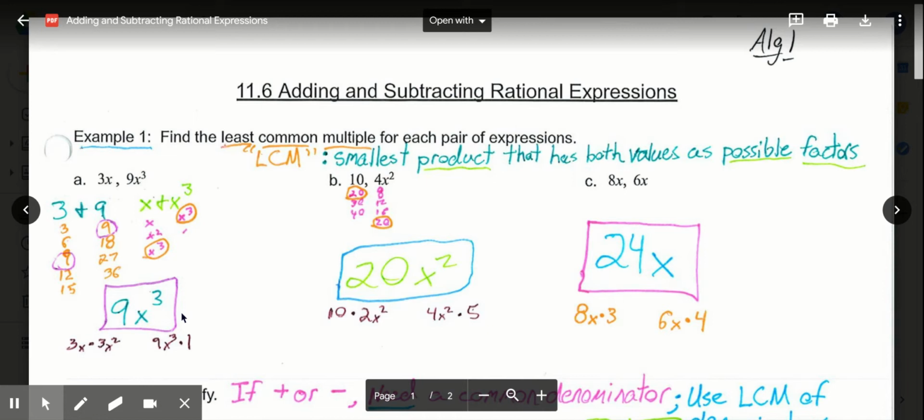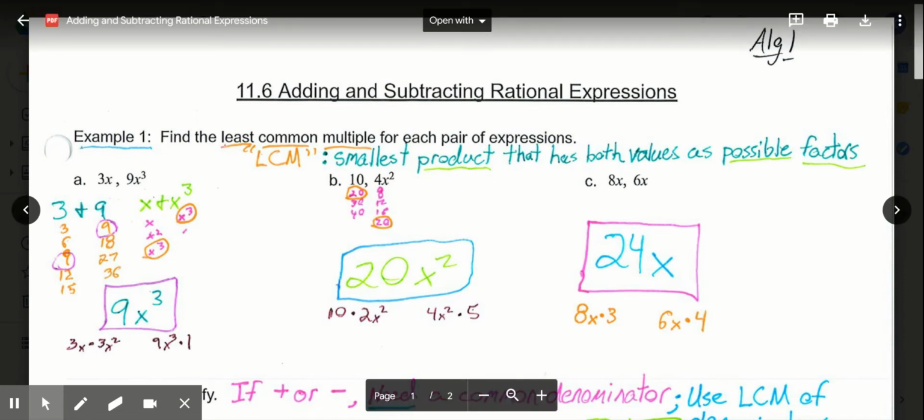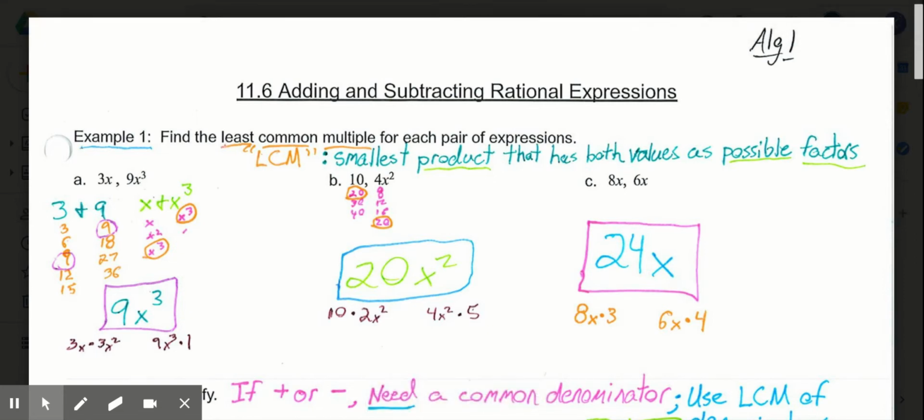In B, we have 10 and 4x squared. So we're thinking, again, what is the least common multiple that both 10 and 4x squared are factors of? The smallest number that both 10 and 4 are factors of would be 20. Because if we're listing the multiples of 10, we have 10, 20, 30, 40, and so on. Multiples of 4: 4, 8, 12, 16, 20.